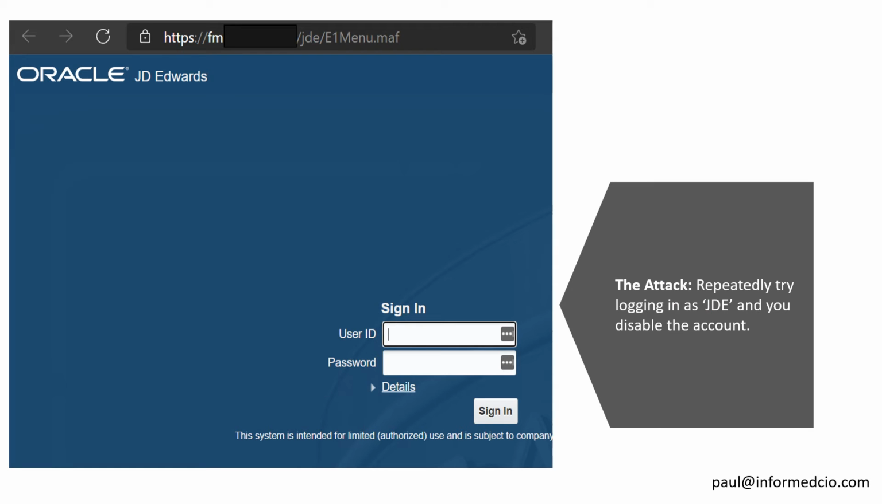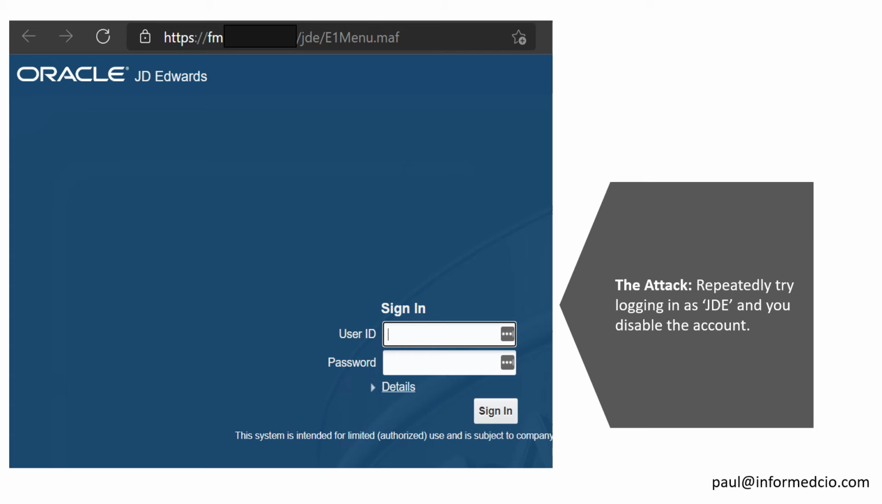So there's a second form of denial of service attack that JD Edwards is vulnerable to. And this is very JD Edwards specific. You've got your system, you've got it exposed to the internet, and you're using the default JD Edwards system service account. So your JD Edwards system in this example is starting up under the JDE user. What you do is you simply go to that publicly exposed URL, you pull up the JD Edwards sign-in page, and then you start repeatedly logging in as that JDE service user.